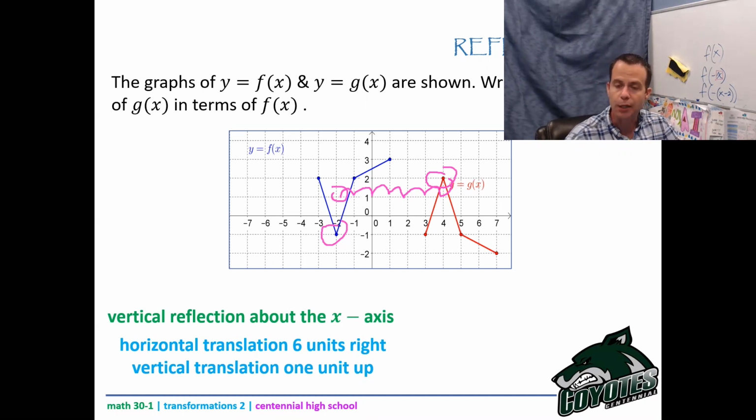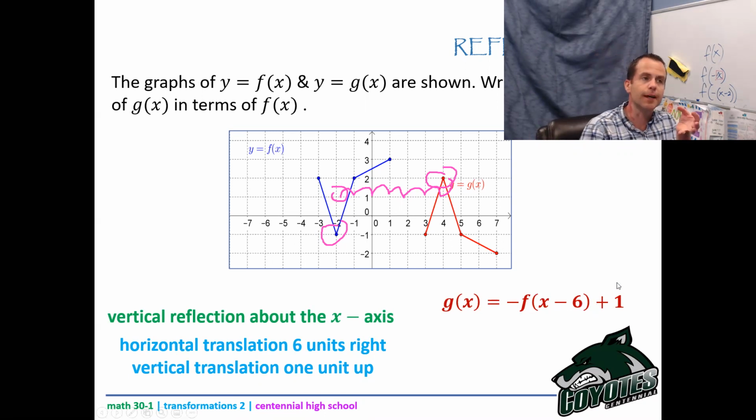Now to come up with that equation, that would look like g of x equals, the vertical reflection is my negative in front of f of x. Moving 6 to the right, I've replaced x with x minus 6. And then 1 up, I have a plus 1 on the end, which is the same as saying I've replaced g of x with g of x minus 1, but then I brought the negative 1 over. Okay.